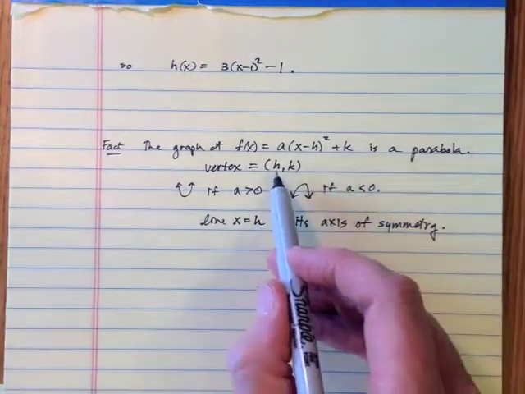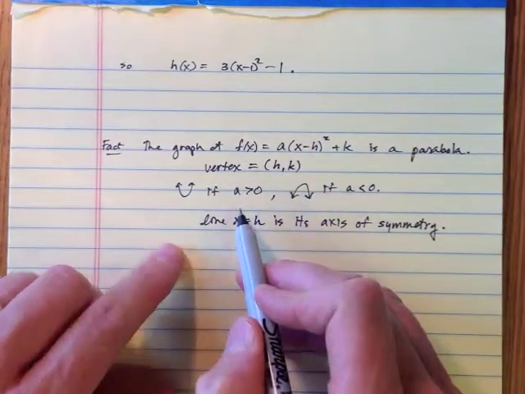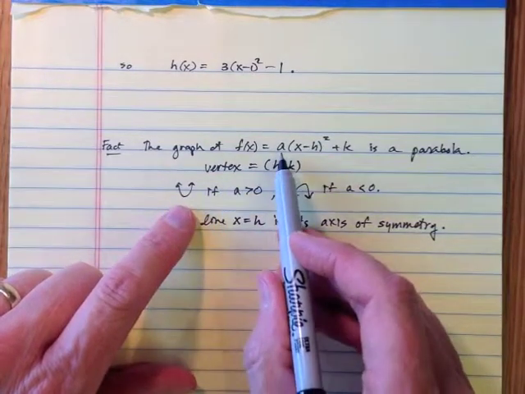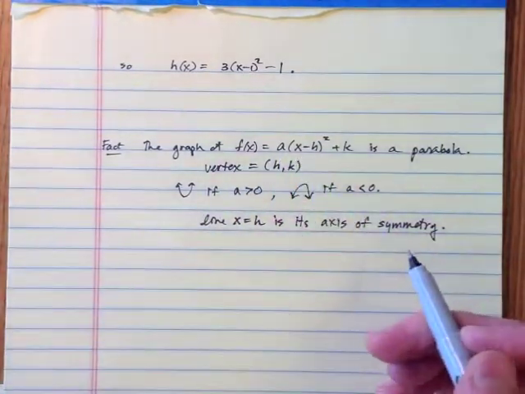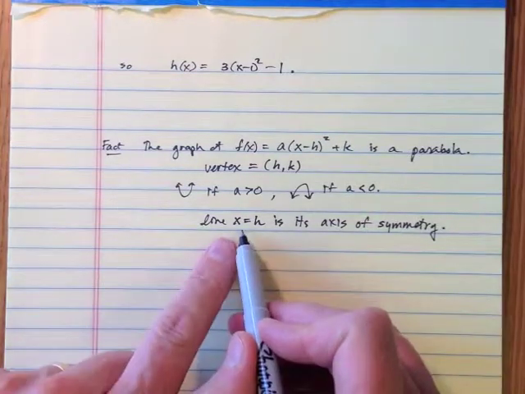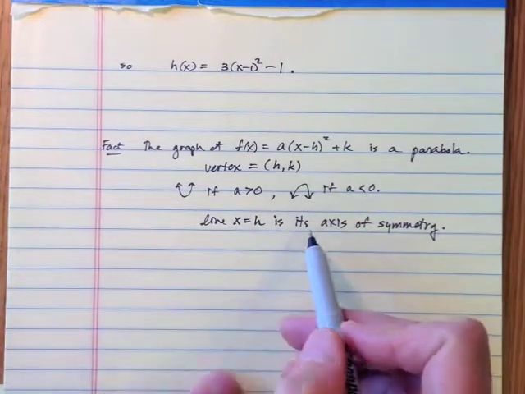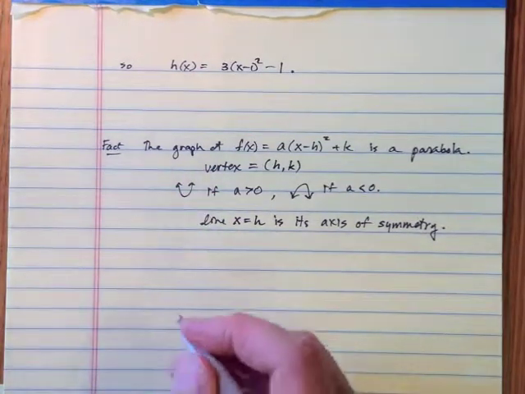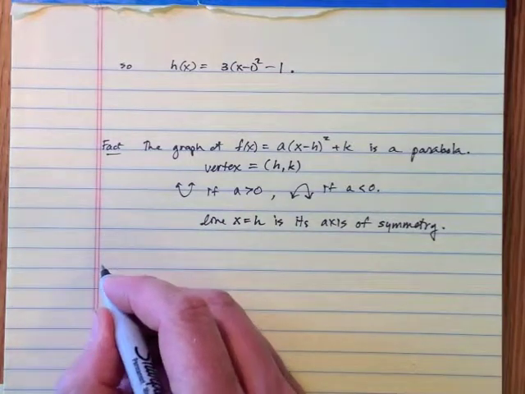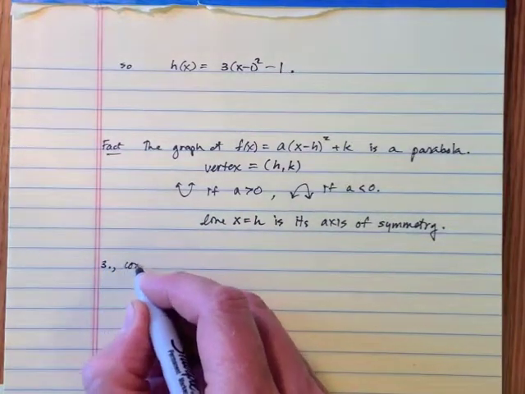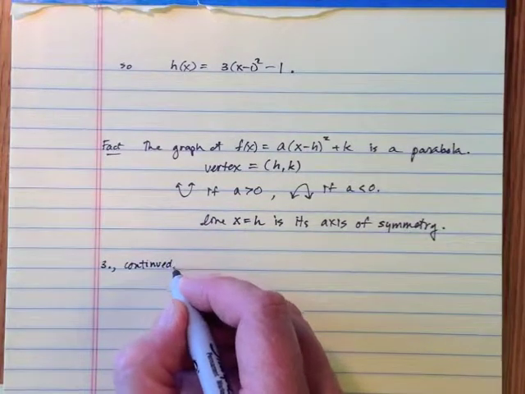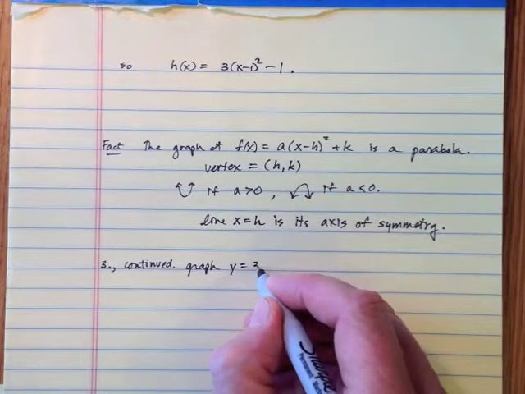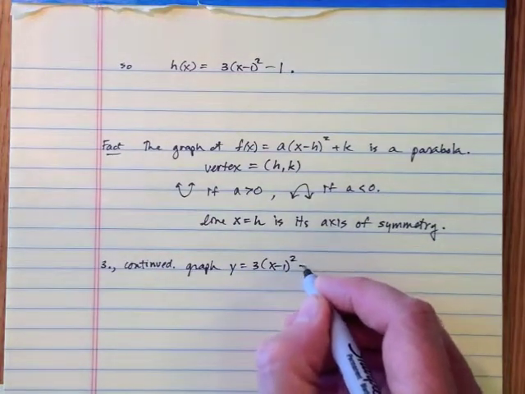The numbers h and k are the coordinates of the vertex. The parabola opens up, like y equals x squared opens up, when a is positive, and opens down if a is negative. The vertical line x equals h is its axis of symmetry. So for example, let me try to graph that one up there. Let's graph y equals 3 times (x minus 1) squared minus 1.